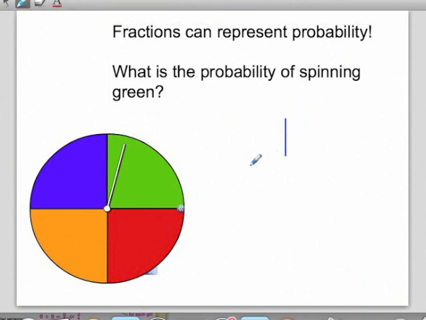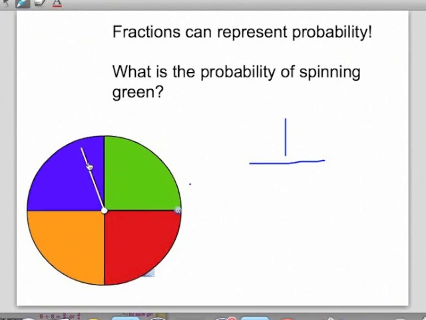Okay, and then my bottom number, when I'm talking about probability, which is my bottom part of my fraction, is the same as the bottom part of any fraction. It's the whole number in all. So we have 1, 2, 3, 4 pieces in all. So I've got 1 out of 4 is my probability, or 1/4 of it being green.